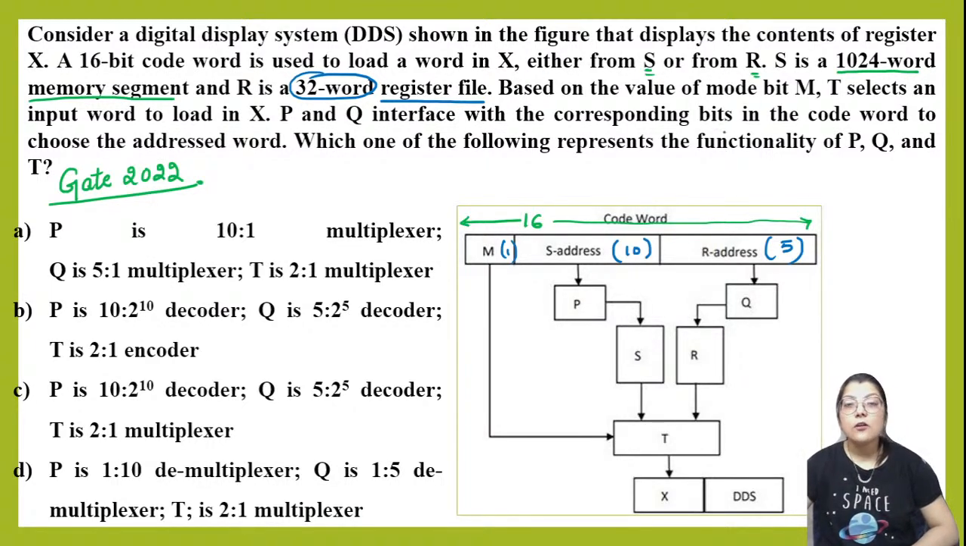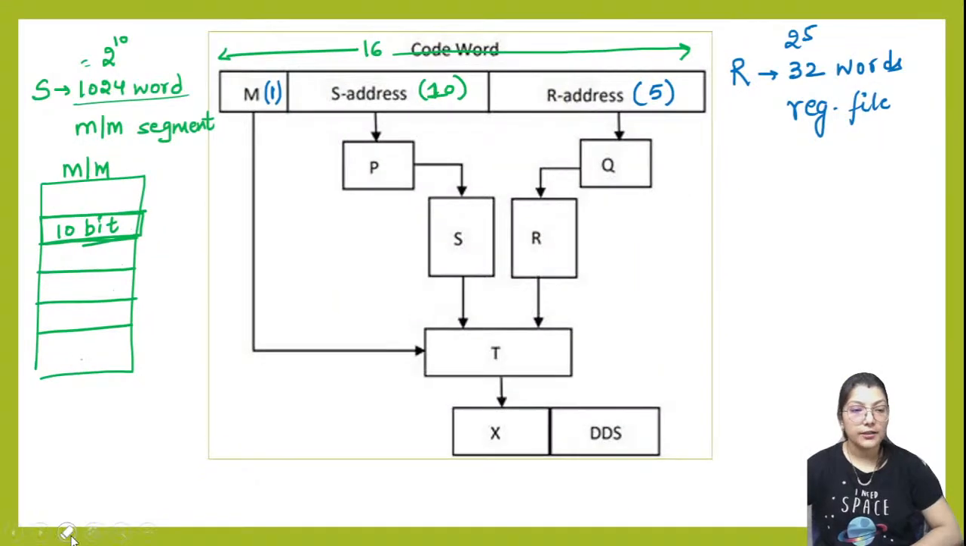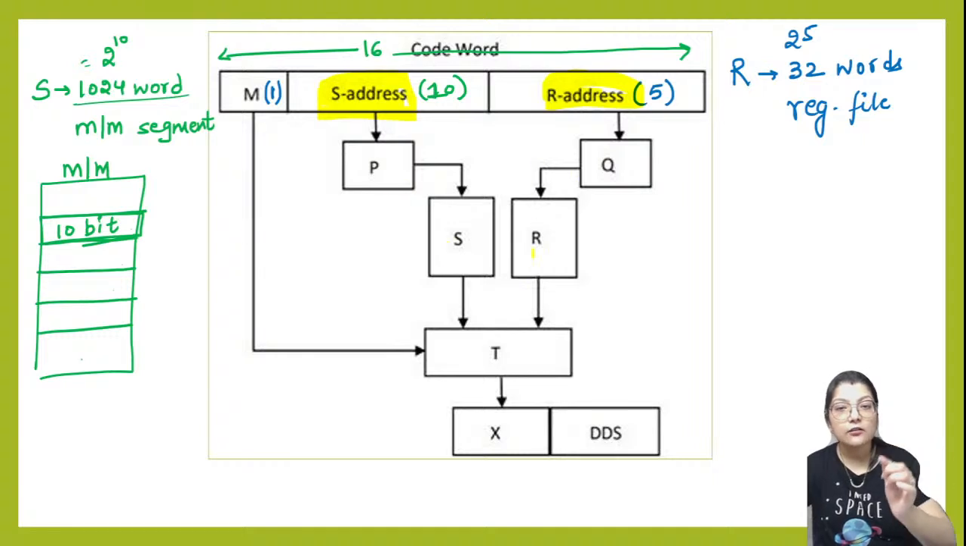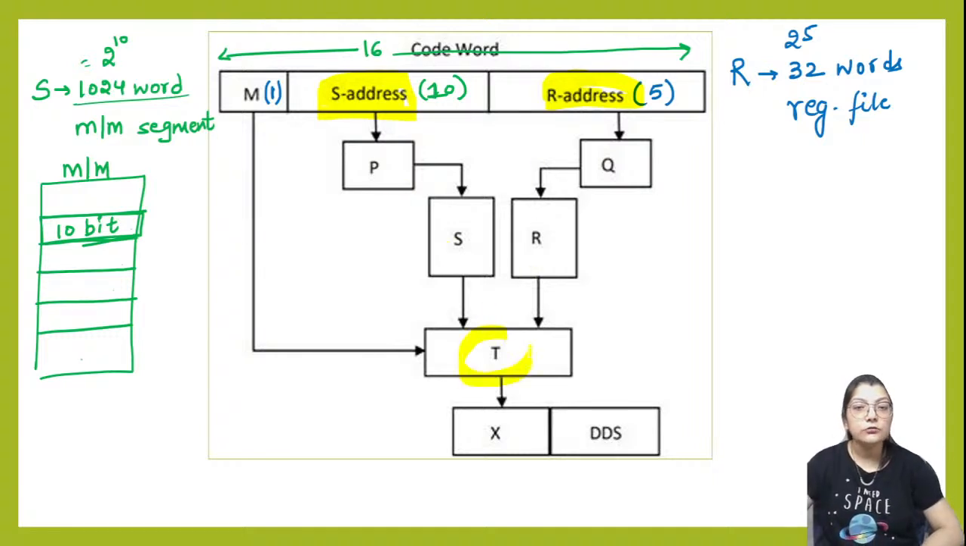Okay, so now see, now try to understand this question what they're asking us. They are saying that this is loaded into P. ठीक है, यहाँ से जो भी वैल्यू है S की, this value is loaded into P. I'll try to make you understand over here. P में जो वैल्यू आ रही है that is of your S address, and Q में जो वैल्यू है that is of R, and then these values are going to T, and T is basically selecting whether S is to be selected or R is to be selected on the basis of this mode bit. ठीक है, understood the question what they're trying to explain?